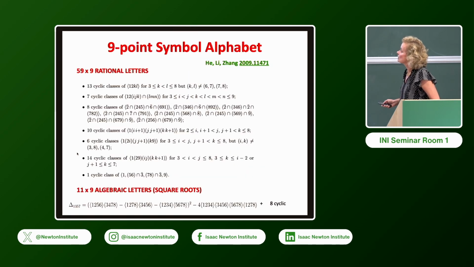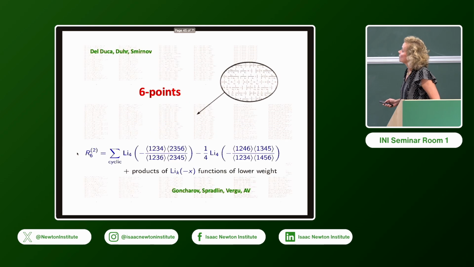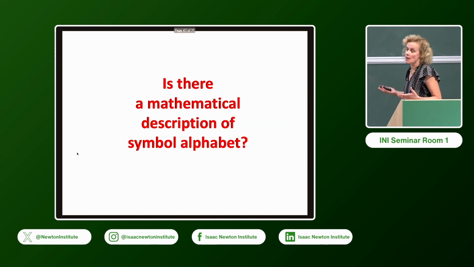So this is just a result. And now what we would like to do is ask a question: is there a description of these symbol letters? How do you understand this? Can you write them down? Is there structure? Because if we want to eventually solve N equals 4, we'd like to have some understanding. We don't want to just have a formula.